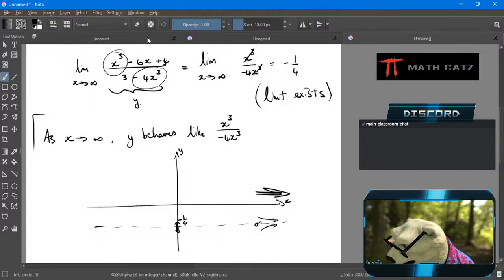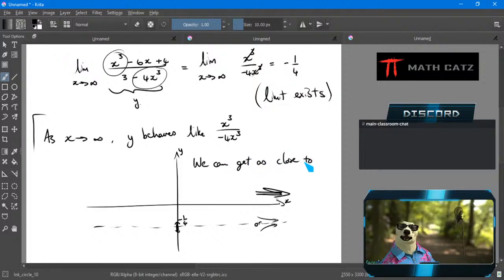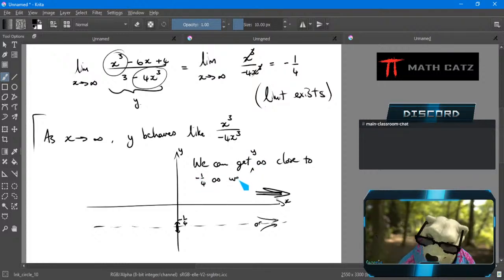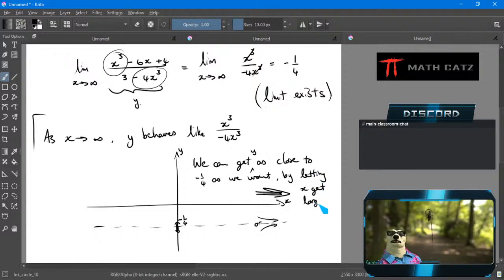And by identifying it as a rational function in this case, we've been able to figure out, yes, it's going towards negative 1/4, stable. The further you go, the closer it's going to get. So I want to emphasize that. We can get y as close to negative 1/4 as we want by letting x get larger. You want to say, oh, I want to be within 0.001 of negative 1/4. I can do that. I just need to take x far enough and I'll get there.